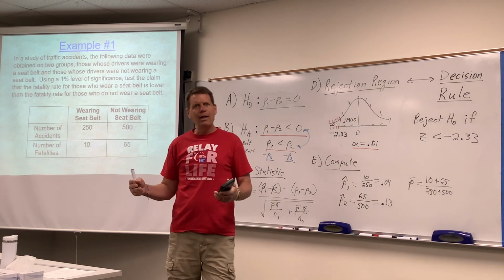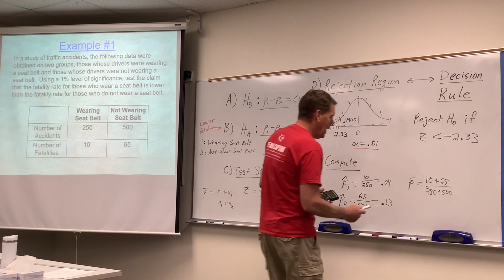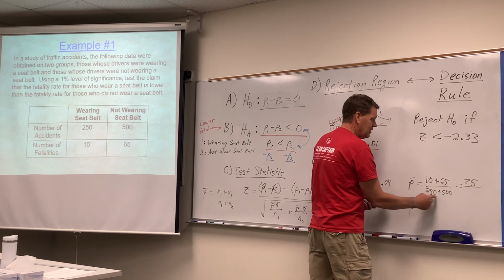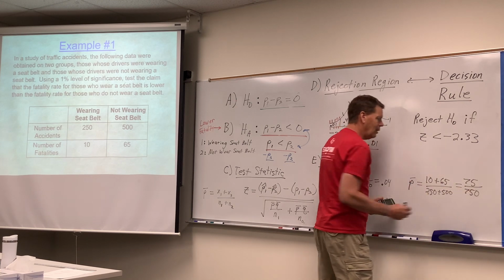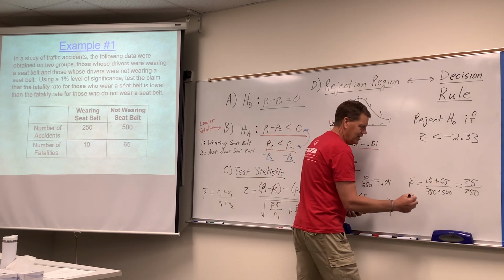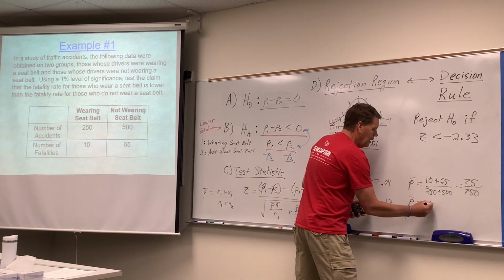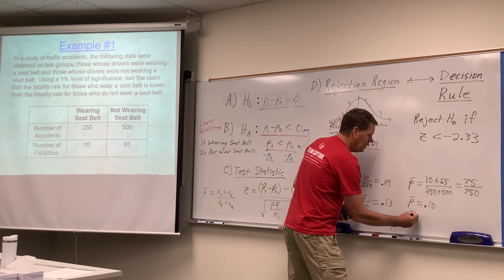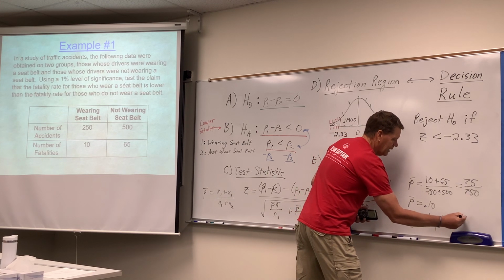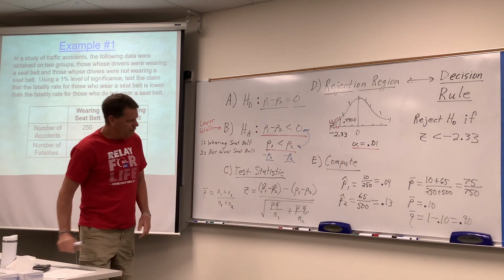What was the fatality rate for all people regardless of seatbelt usage? And so that would be 75 total fatalities out of 750 total accidents, 10%. So P bar turns out to be 10%. And Q bar, therefore, would be 1 minus that, which is 90%. All right, so somebody made the numbers up so that the math would be easy for us.